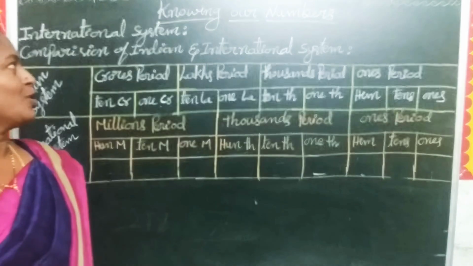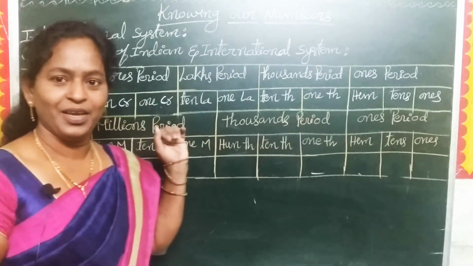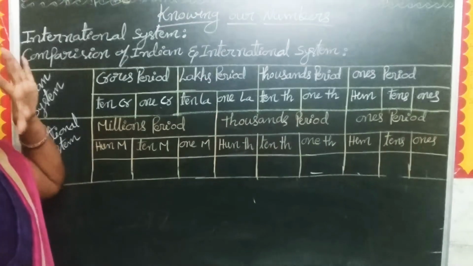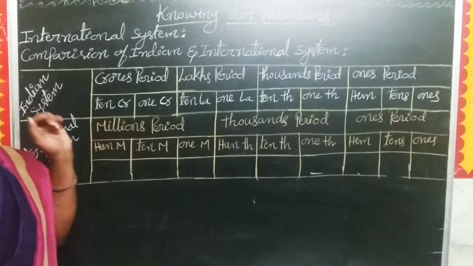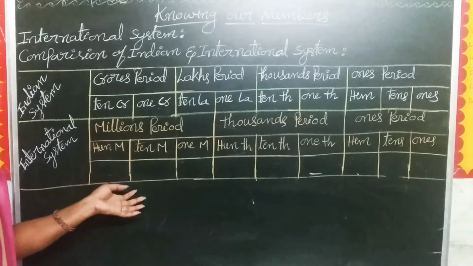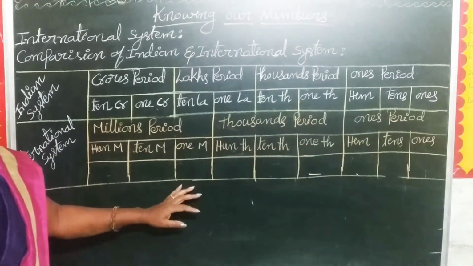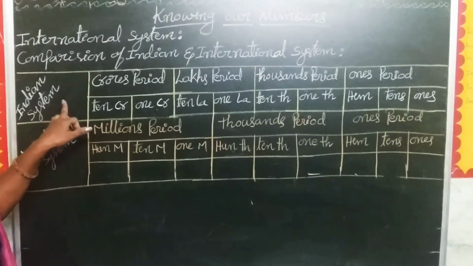Today's second episode, class 6th chapter 1, knowing our numbers. Okay, already in the first session we learned the Indian system of numeration. The second one is the international system of numeration. So now let us learn about this international system of numeration. Okay, once revise this Indian system of numeration.